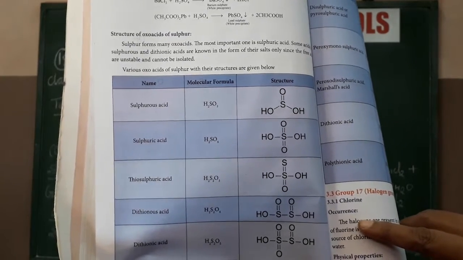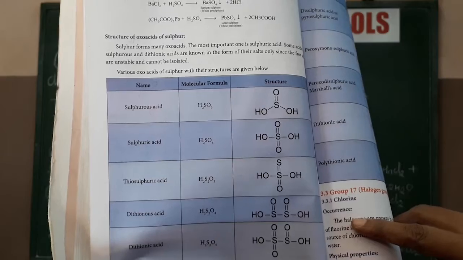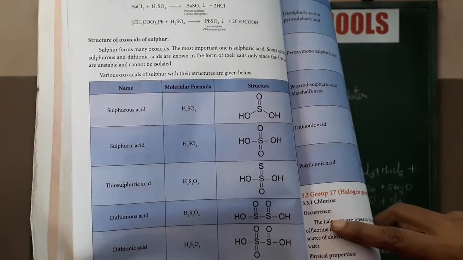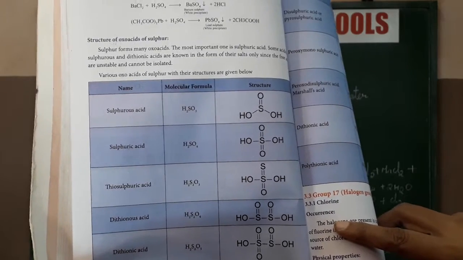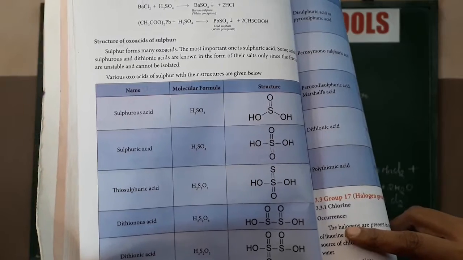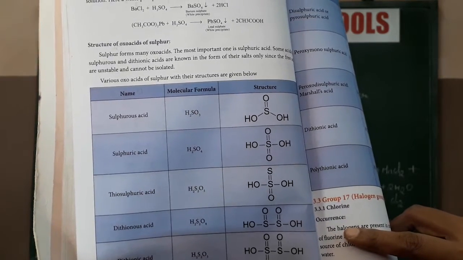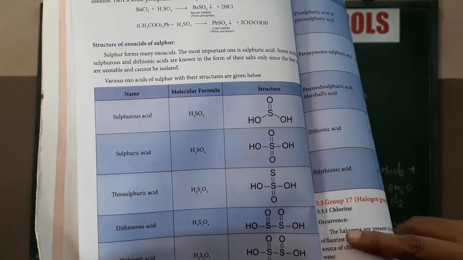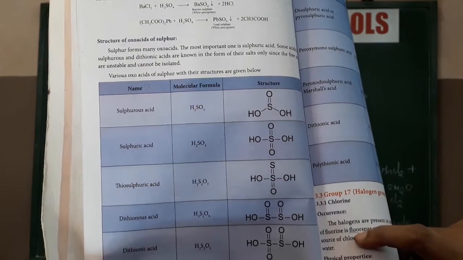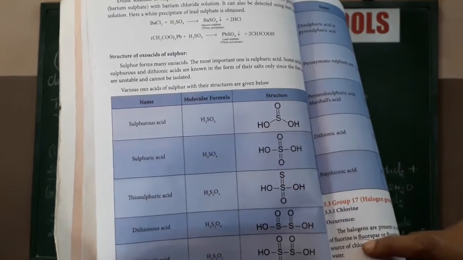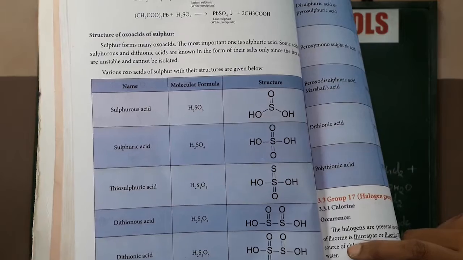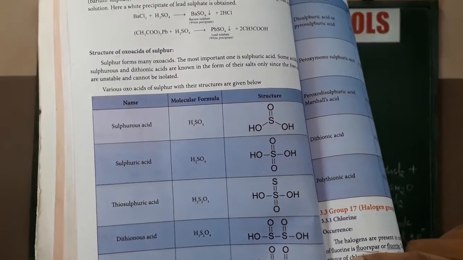You have to notice the name, molecular formula and structures. For sulfurous acid, that is H2SO3, the sulfur is bonded with oxygen by a double bond, that is unsaturated, and bonded with hydroxyl ions by single bonds, that is saturation. Likewise for sulfuric acid, H2SO4, it is bonded to the oxygen by double bonds, and the hydroxide ions are bonded by single bonds, that is saturation.